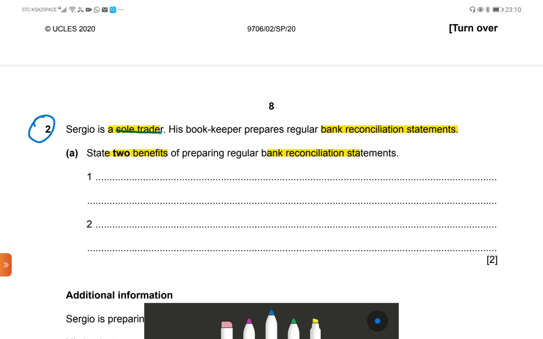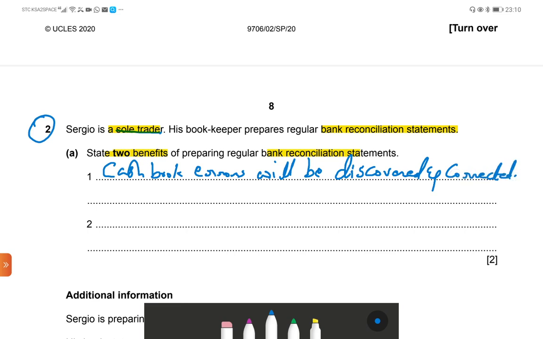So first one, cash book errors will be discovered and corrected. Second, bank errors will be discovered earlier.